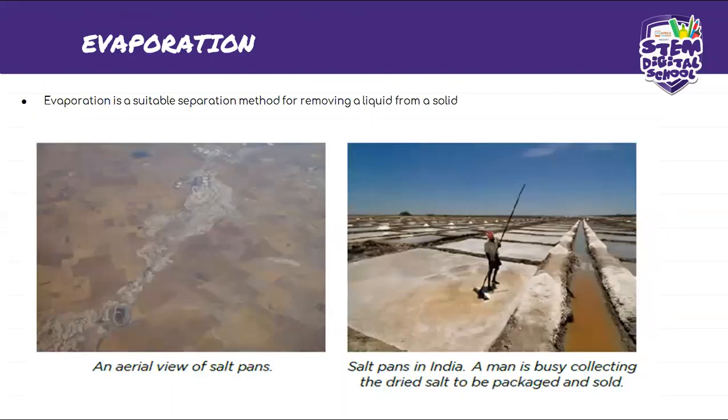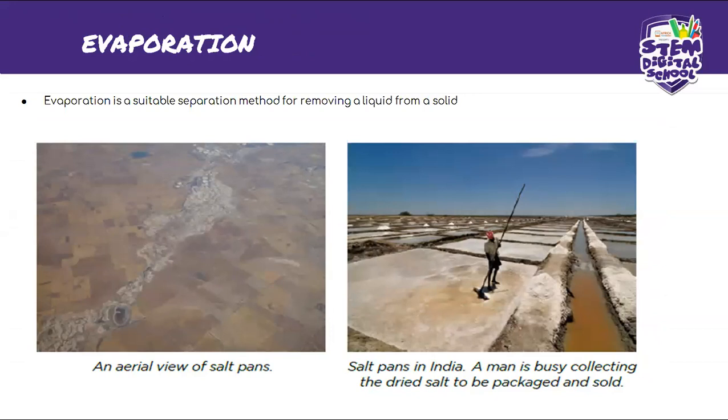Now let's look at evaporation. Evaporation is a suitable separation method for removing a liquid from a solid. Now, we have got two diagrams here. An aerial view of salt pans. So you see, we have got one method of manufacturing or producing salt. Now look at this. We have got salt pans in India. You see, a man is busy collecting the dry salt to be packaged and sold.